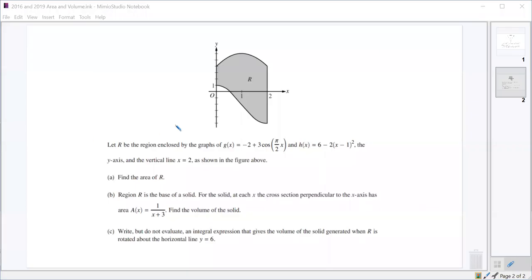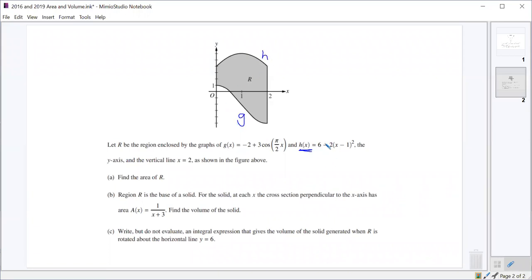So for this one, we are looking first of all for the area of the region R for part A, which we then needed to figure out which function was above the other function. So which function is above the other function in this problem? The 6 minus 2, the one with the 6. Yeah, h of x is up here, right? This is h and this is g.